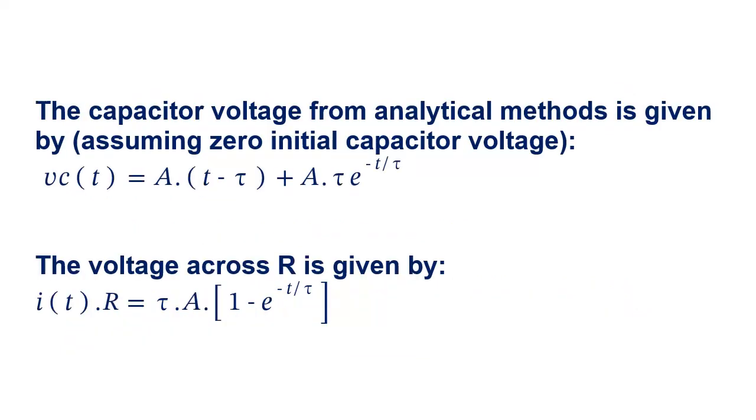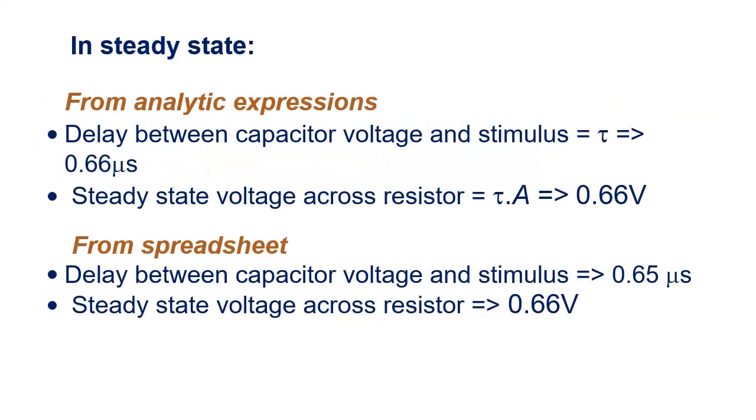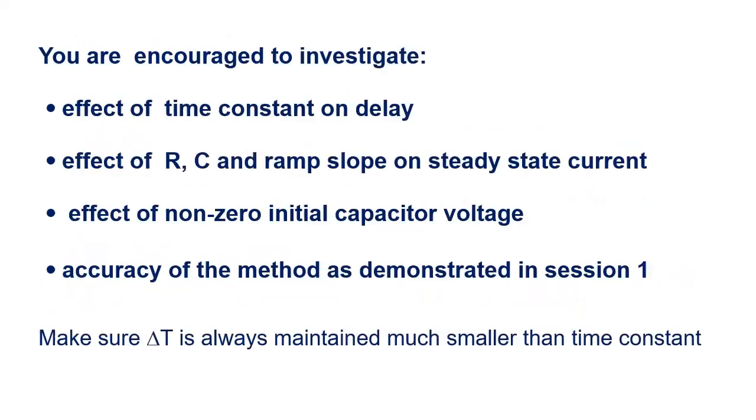Here are some expressions obtained by analytic methods, such as Laplace transform. The steady-state values of delay and voltage across resistor agree well with those from analytic methods. Small error in delay is due to finite time step. Reducing time step should reduce this error further. You are encouraged to try out the exercises shown.